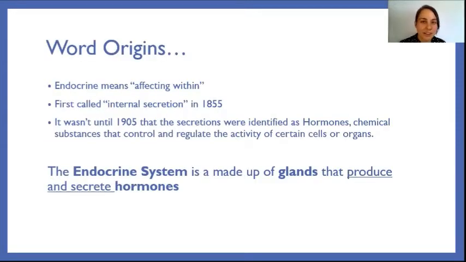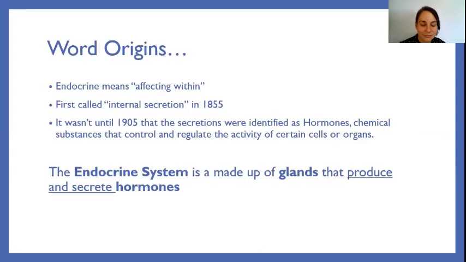Now, the word endocrine, where does that come from? It actually means affecting within. Now, way back in 1855, this was first identified as internal secretions. All we knew was that something that was secreted internally had to do with controlling our organs and communication in the body, but no one knew what it was exactly. It wasn't until 1905 that these secretions were identified as hormones, chemical substances that control and regulate the activity of certain cells or organs. And thus, we had our definition. The endocrine system is made up of glands that produce and secrete hormones.